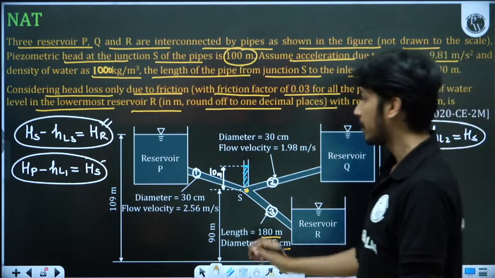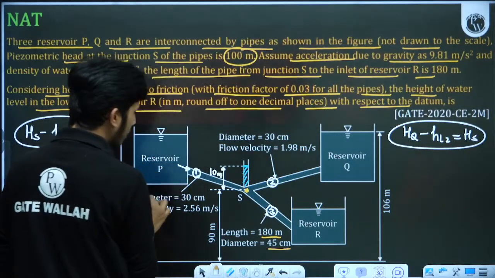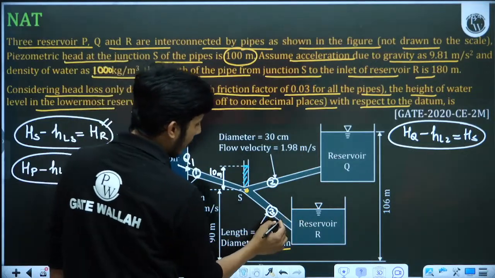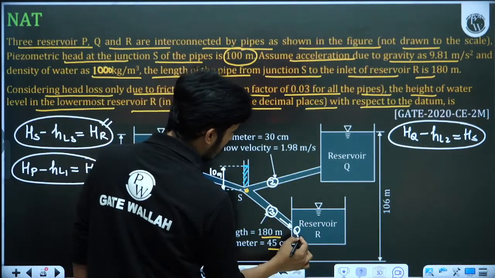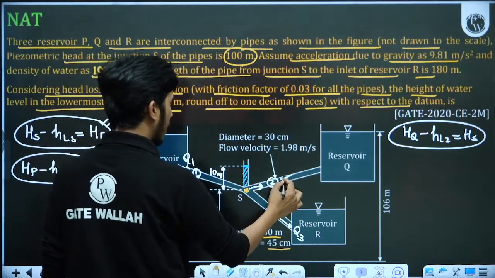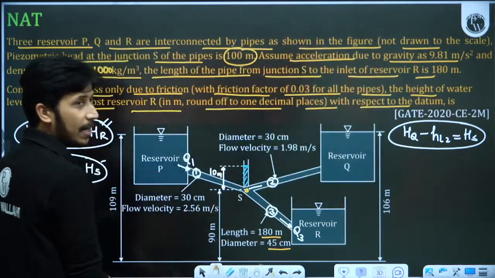But this is 100% confirmed that at the top reservoir, the flow will always go down. This Q1 will always go down. And at the bottom reservoir, the flow will always be collected. This is always clear. But it is not clear whether the flow will go like this or like this until and unless this piezometric head is given.